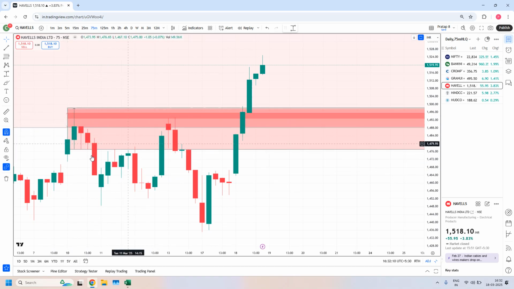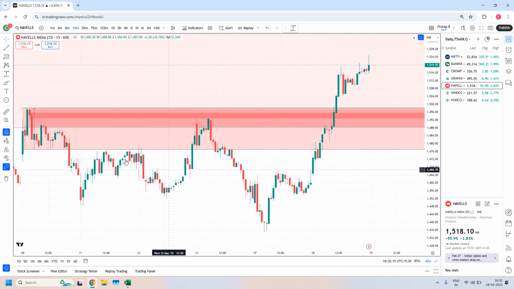So at that time we fine-tuned this zone. This 75, we already fine-tuned. We got a rally, base, drop. Prices came near the zone and came out, till the fine-tuned. Sorry, let me go to the 5 minutes also.